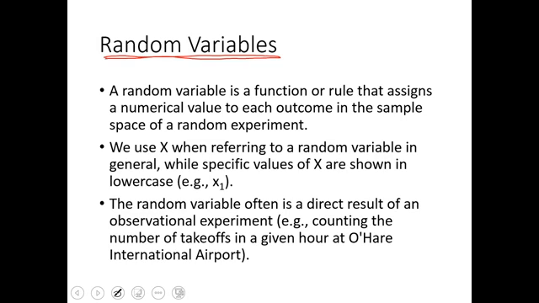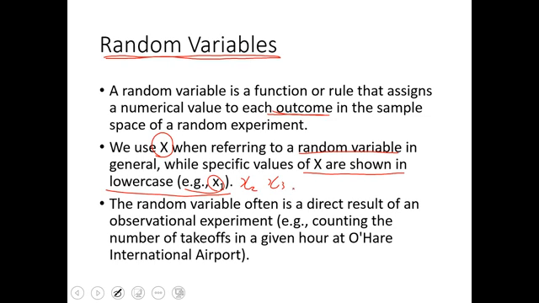Random variable. Random variable is a function or rule that assigns a numerical value to each outcome in the sample space of the random experiment. We usually use x when we're referring to the random variable, or y or something like that in general, while the specific values of x are shown in lowercase. For example, x1, x2, x3, something like that.